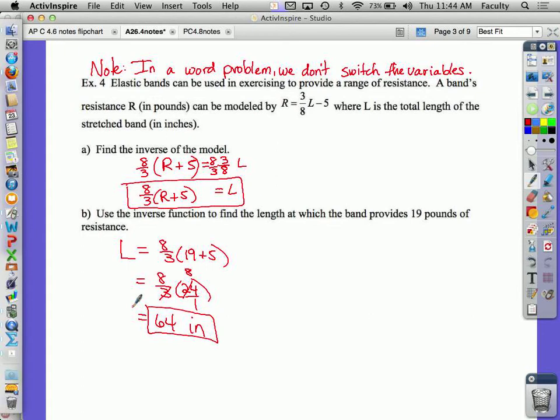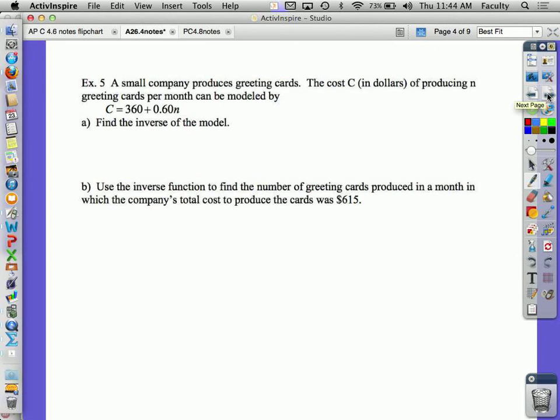All right, we'll try one more word problem. Example 5, a small company produces greeting cards. The cost, C in dollars, of producing N greeting cards per month can be modeled by C equals 360 plus 0.60N. Find the inverse of the model. So that just means you solve for the other variable in a word problem. And then divide by the 0.6. So N equals C minus 360 divided by your 0.6.